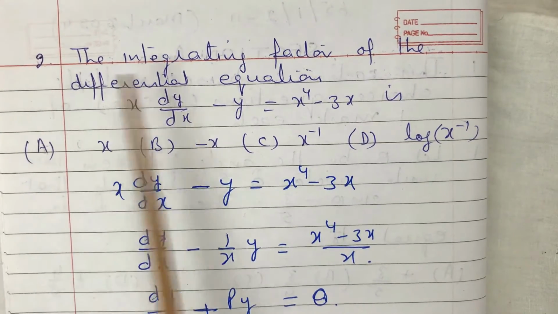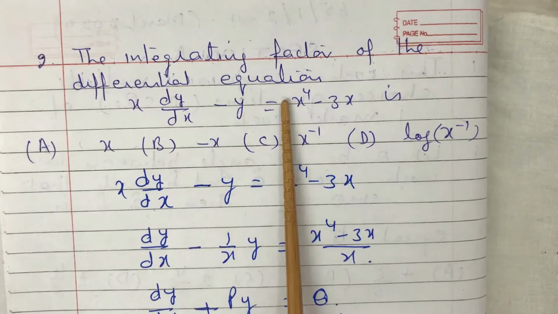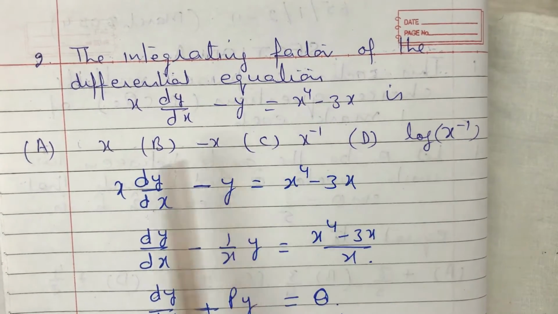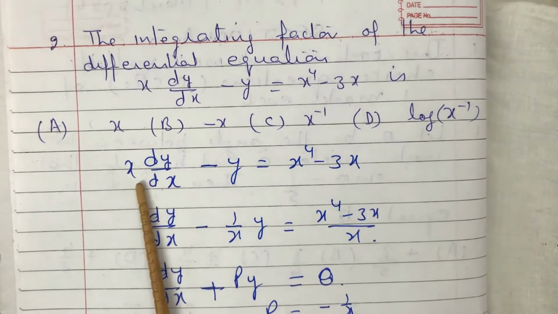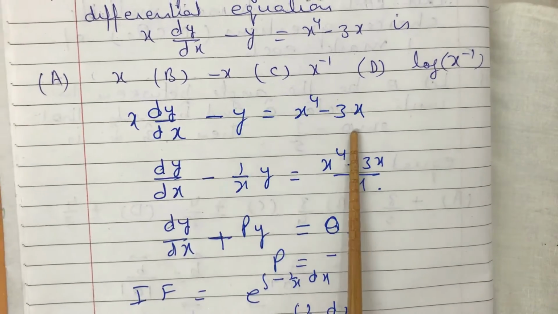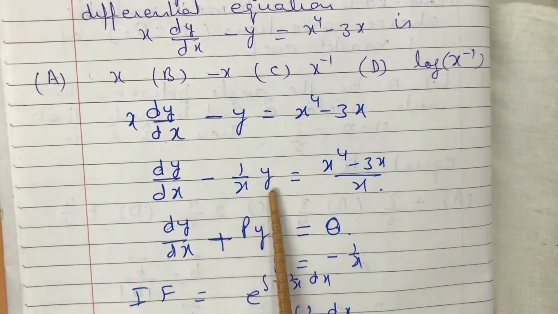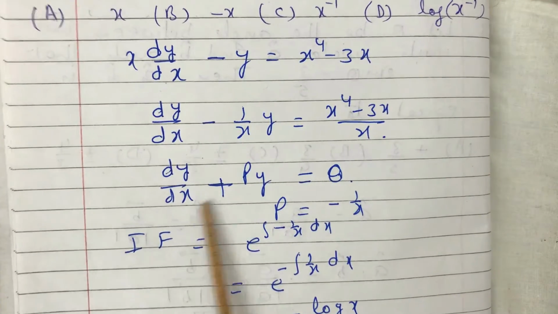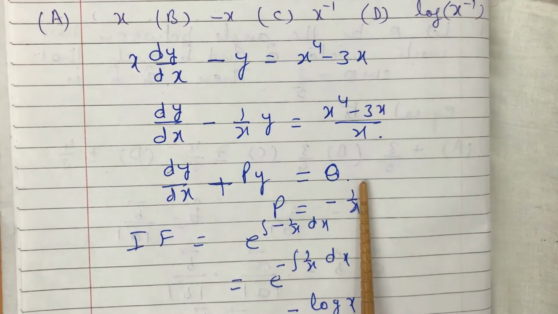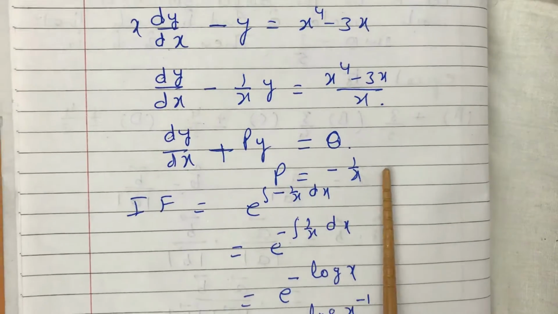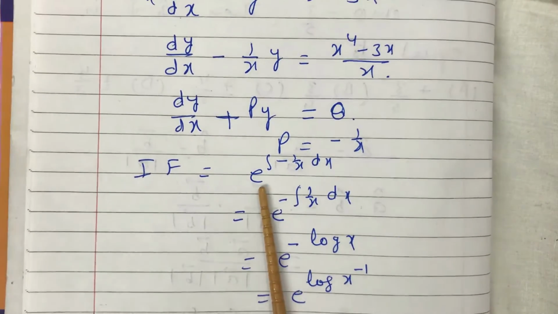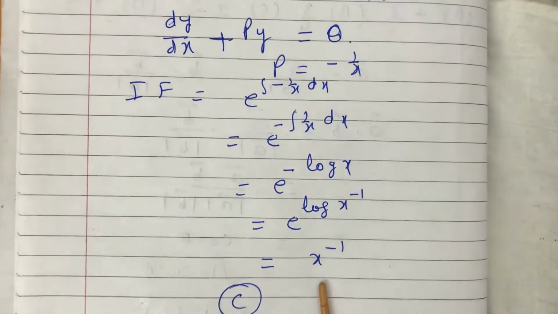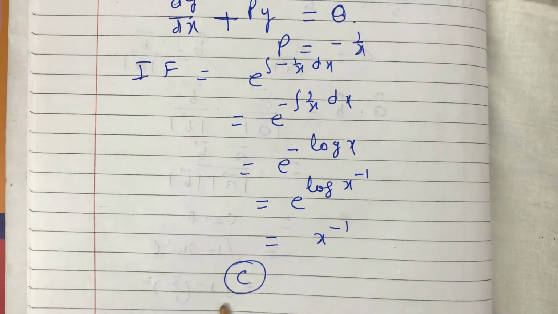Now the second question: the integrating factor of the differential equation x dy by dx minus y is equal to x⁴ minus 3x is, there are 4 options. Divide by x, you will get dy by dx minus (1 by x)y is equal to (x⁴ minus 3x) upon x. So this is dy by dx plus py is equal to q, where p is equal to minus 1 by x. So integrating factor is equal to e raised to the power integral of minus 1 by x dx. When you calculate it, you will get x⁻¹. So C is the option.